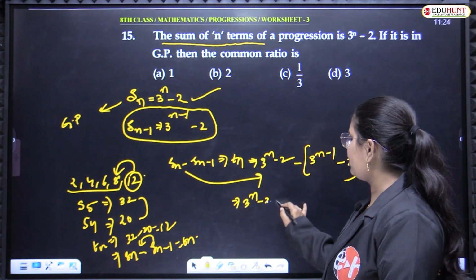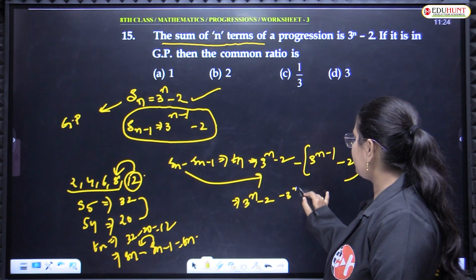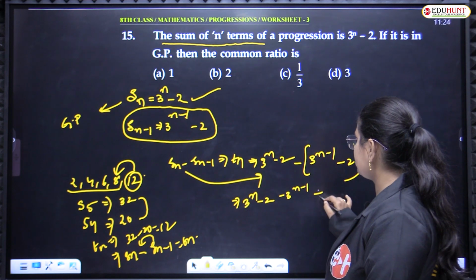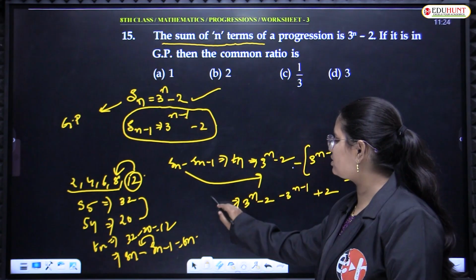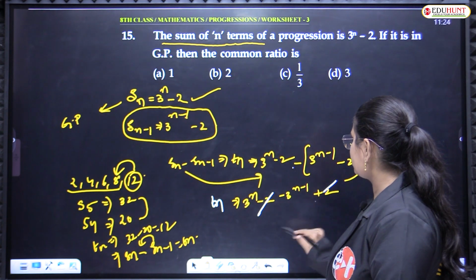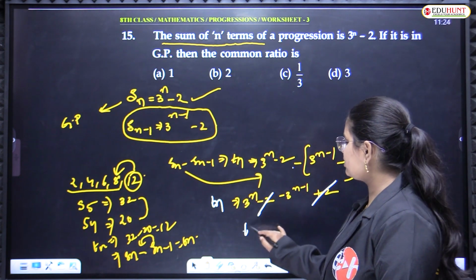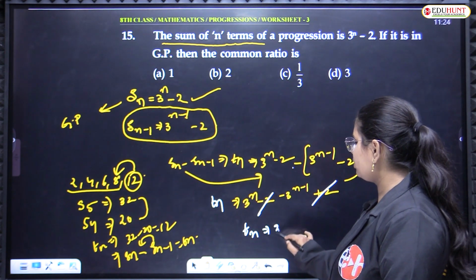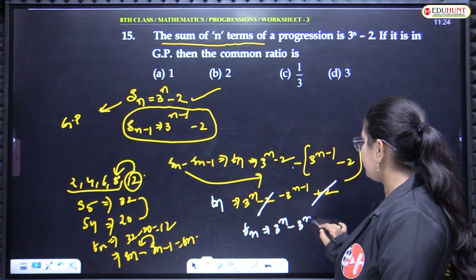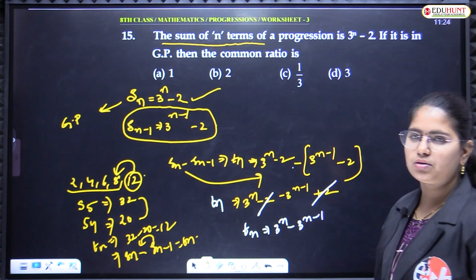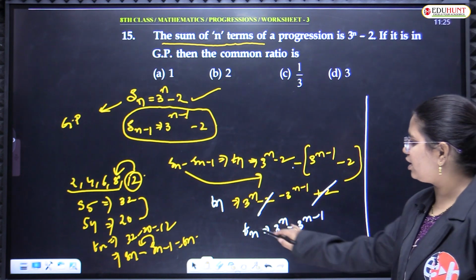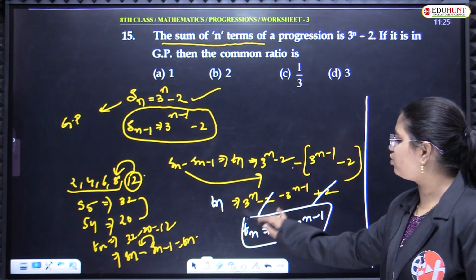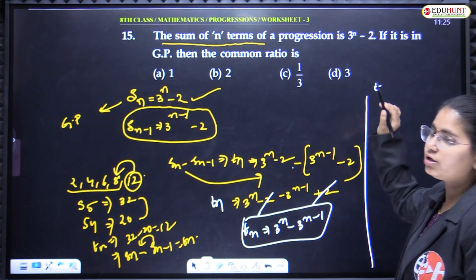3 power of n minus 2 minus 3 power of (n-1), and minus becomes plus. Cancel these both terms. What are you left with? This is Tn. Minus 2 plus 2 get cancelled. So Tn is equal to 3 power of n minus 3 power of (n-1). So, Tn you have. Now I need to find out the terms.